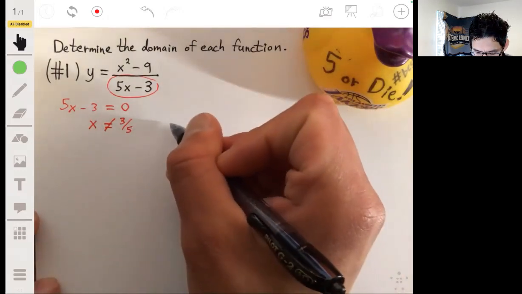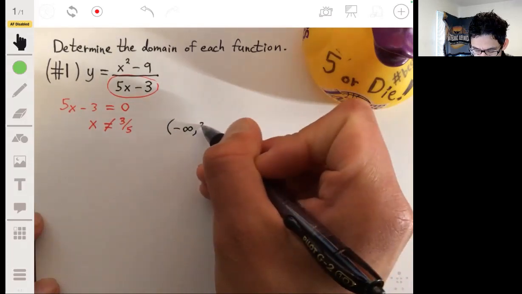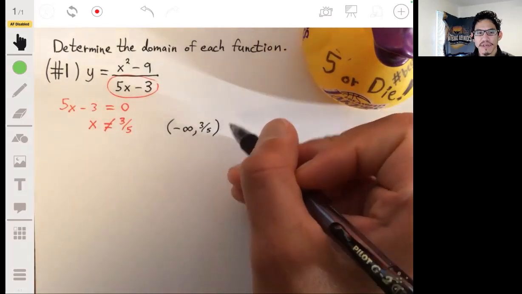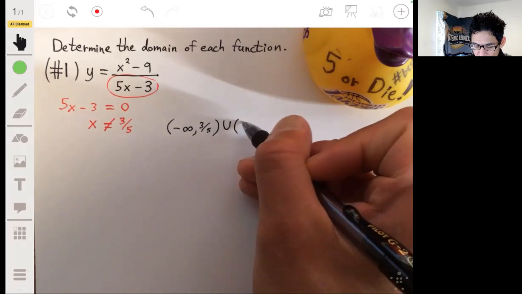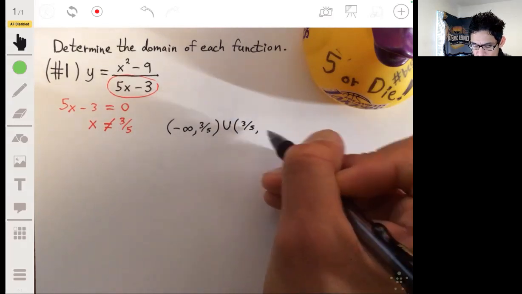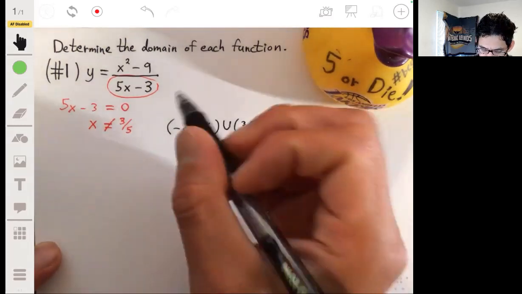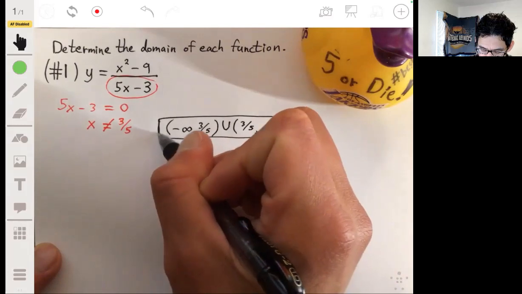So in interval notation, it would go from -infinity to 3/5, open parentheses because we don't include 3/5. And we use a union symbol and we go back to 3/5. Kind of weird, but that's what you've got to do. And we use parentheses around infinity because we can't include infinity, because infinity is not really a number, it's a behavior.